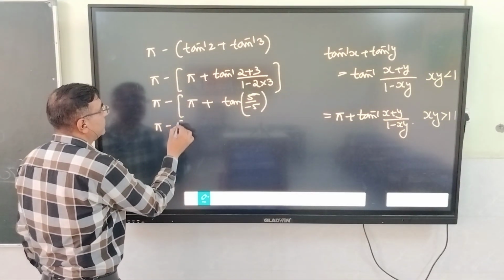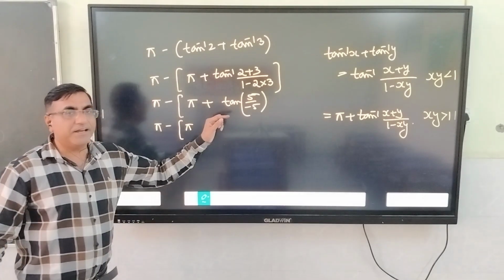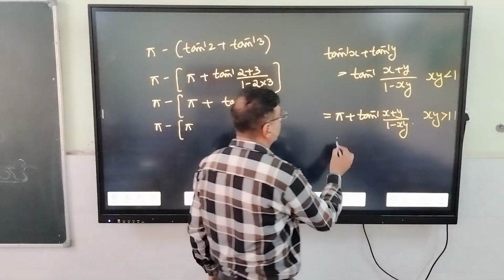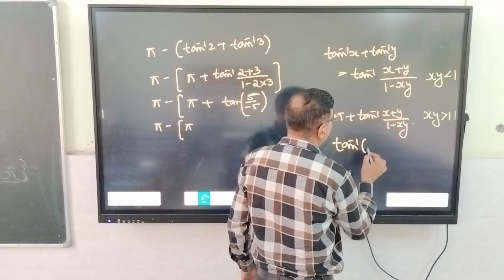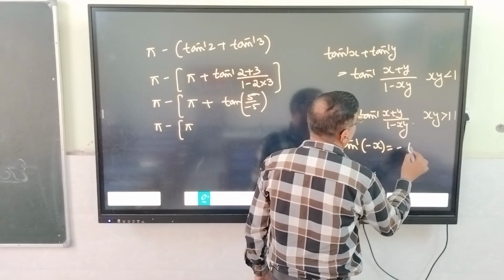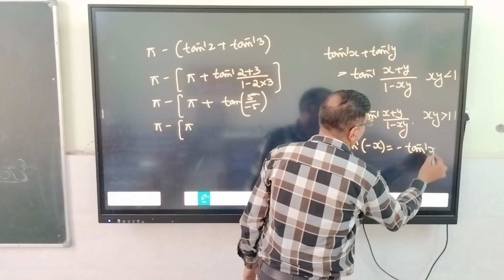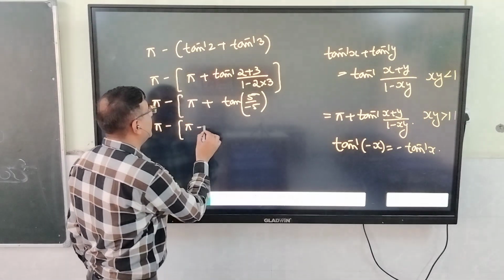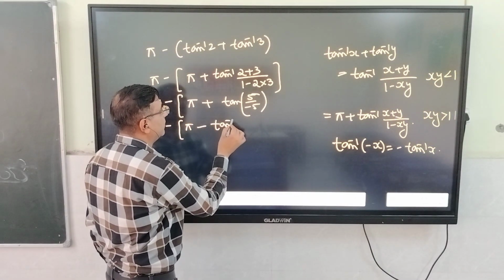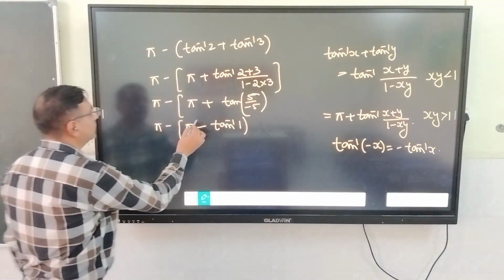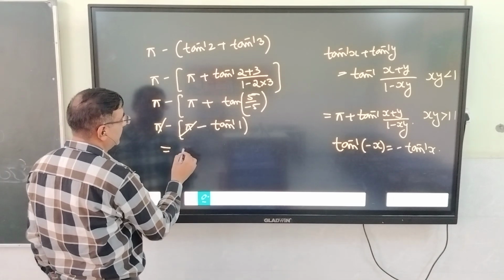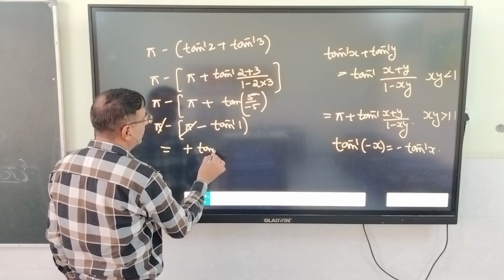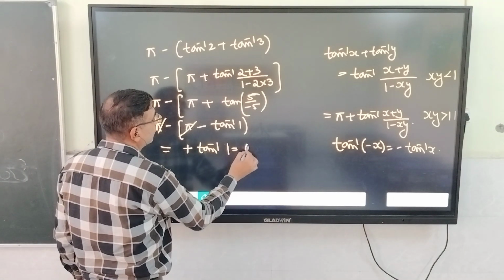So pi minus pi plus tan inverse minus 1. Again tan inverse of minus x is equal to minus tan inverse x. So it will become minus tan inverse 1. So this will cancel, minus minus plus tan inverse 1. Tan inverse 1 is equal to pi by 4.